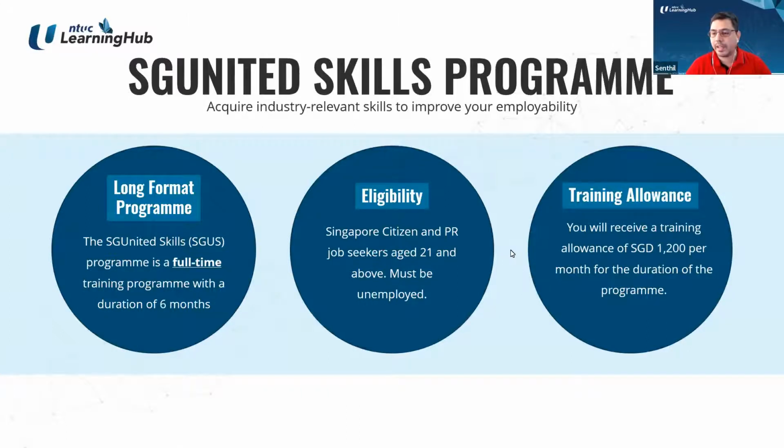Training allowance: participants who are accepted into this program are eligible for a monthly training allowance of $1,200 throughout the duration of the program. As it is a 6 months program, participants can expect to receive up to 6 months of training allowance. So it's $1,200 per month for up to 6 months.